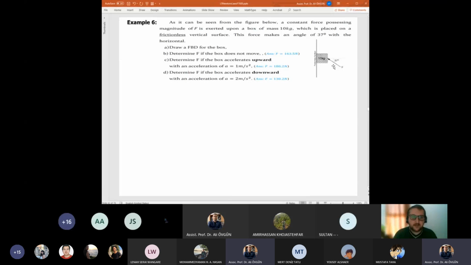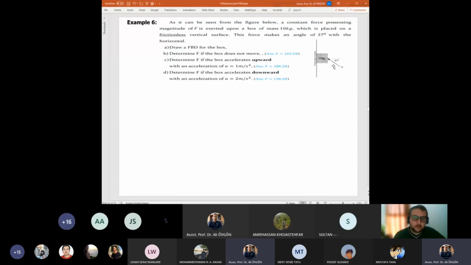possessing magnitude of F is upward, exerted upon a box of mass 10 kg, which is placed on a vertical surface. This force makes an angle of 37 degrees with the horizontal. Draw a free body diagram for the box.